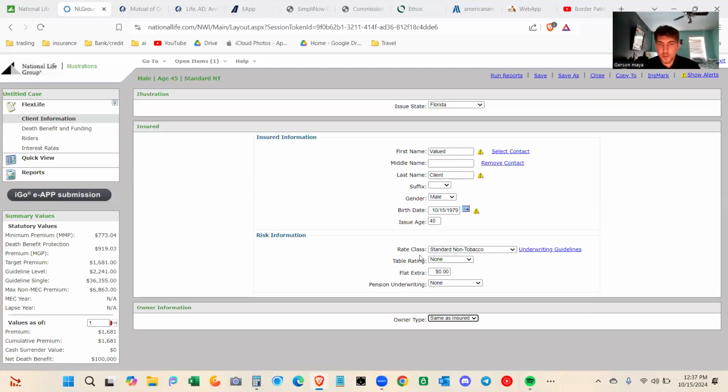Yeah, but don't worry about any of the risk information except the rate class. Just keep it standard non-tobacco. Don't worry about table rating. Don't worry about flat extra, pension underwriting, none of that.